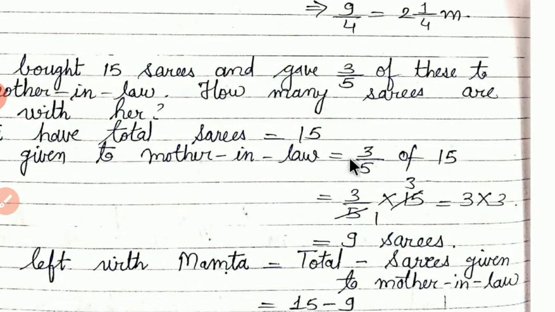Means 3 by 5 of this means 3 by 5 of 15. So 3 by 5 of 15 means 3 by 5 into 15. Here we have to find the number of saris. So 5 ones are 5, 5 threes are 15. So 3 threes are 9. It means she gave out of 15, 9 saris to her mother-in-law.